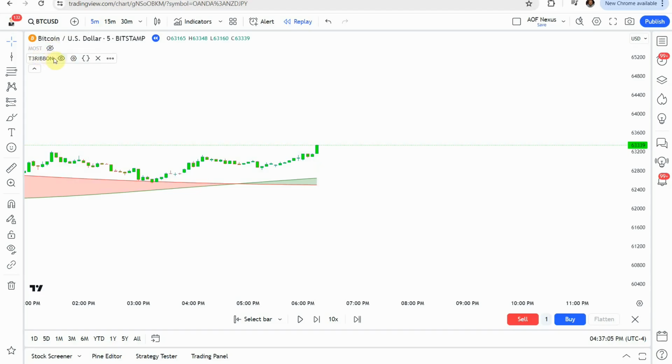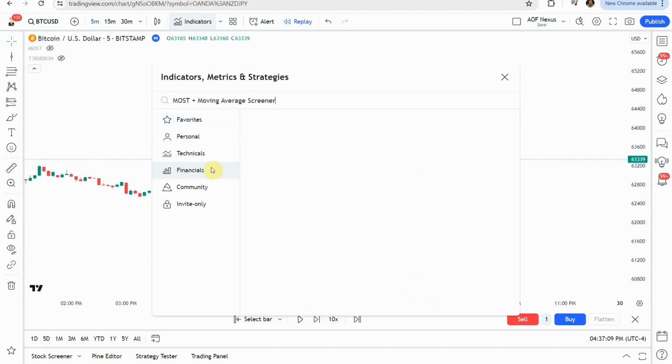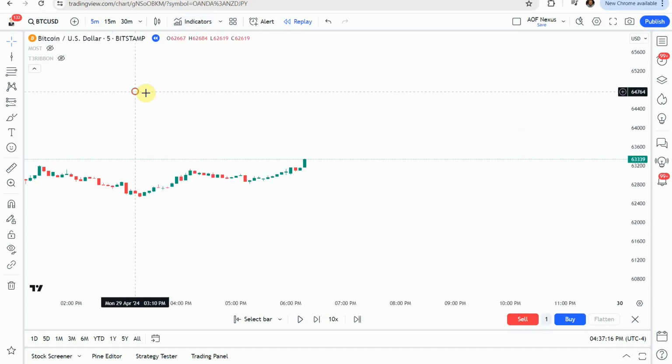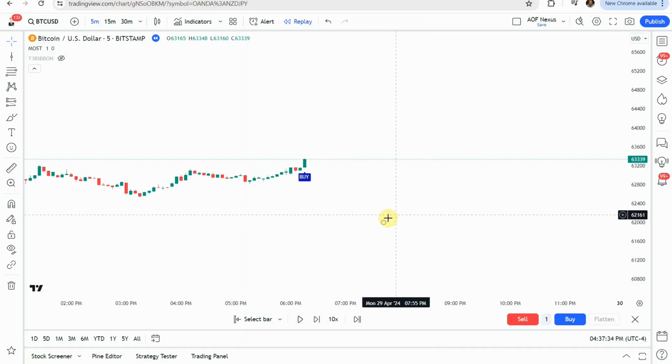So what we're going to do is just go ahead and hide these two indicators. The first indicator you will add to the screen is going to be the most plus moving average screener, this one right here. Go ahead and click on that and add it to the screen, and we will jump into the settings on this one. And under the moving average length, you're going to change that to 2. And you're going to go down and click this show signals right here. Do that and click OK. Everything else will just stay on the default.